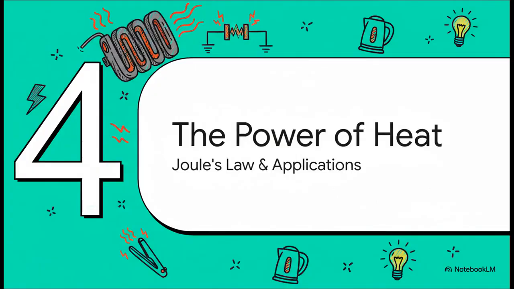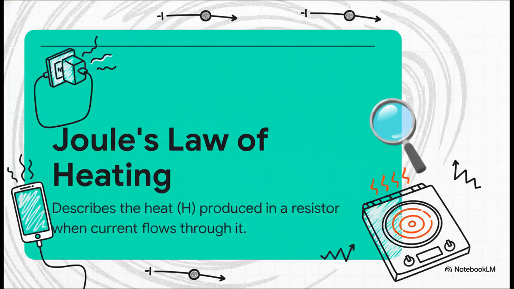Now let's look at a really important effect of electricity. You see, whenever current flows through something that has resistance, it generates heat. And this isn't just some random side effect, it's a principle we use all the time. This whole phenomenon is described by something called Joule's law of heating. It precisely explains why your phone charger gets a little warm, or how an electric stove can cook your food. It's all about the energy that gets dissipated as current pushes its way through resistance.